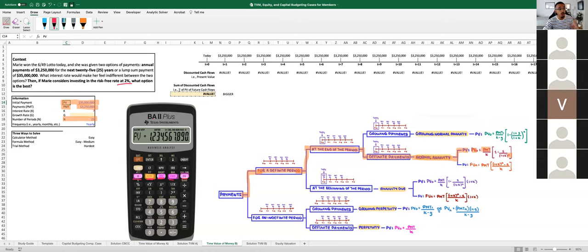So if you were to use the formula method, you would just solve for K. You would say, okay, $35 million is equal to $3.25 million divided by X multiplied by, in brackets, 1 minus 1 over (1 plus X) to the power of 25. You would solve for that, okay? I'm not going to do it now because I'm using this as my pen. It's just not going to look good.